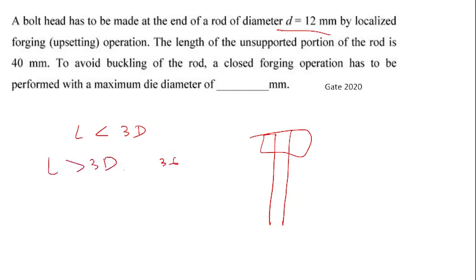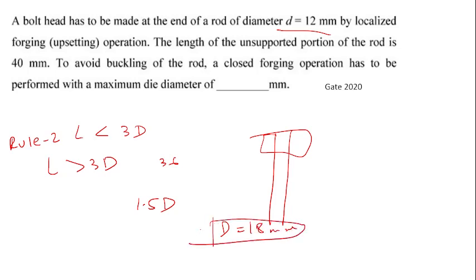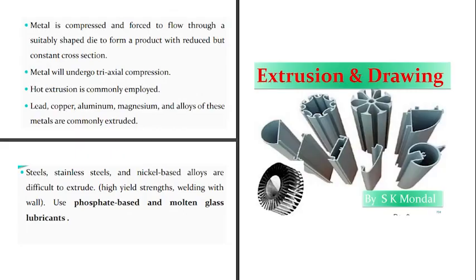Since they are asking you to design the die, this is the case of Rule 2. So what Rule 2 says is that your die should have diameter 1.5 D. What is the answer? So D is 12, so the answer will be 18. So this is your answer. Okay, any doubts in this? No, ma'am. Okay. Now come to the final bulk forming process.